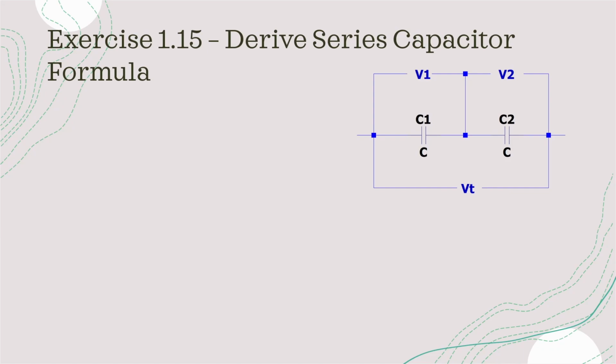I've drawn up a simple model of this circuit on the screen. You can see we've got two capacitors called C1 and C2 with the capacitance values undefined as of now. And the voltage across the capacitors is equal to V1 on C1 and V2 on C2. And the total voltage is obviously, from Ohm's law, V1 plus V2 is equal to the total voltage. So the equation that we're trying to derive today is 1 over Ct is equal to 1 over C1 plus 1 over C2, which is the equation for two capacitors in series.